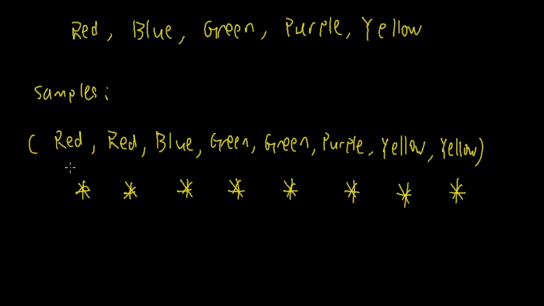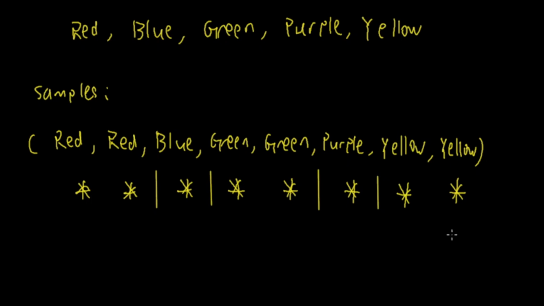Okay, now separate into categories with bars. The first 2 are red, so that's 1 category, and I draw a bar here. This one is blue, so that's 1 category, and then 2 greens. Okay, 2 greens here, and then 1 purple here, and then 2 yellow here.